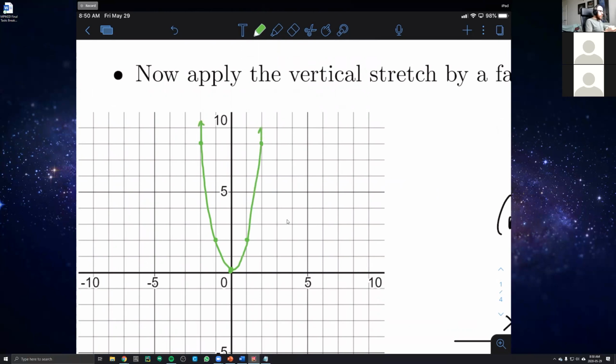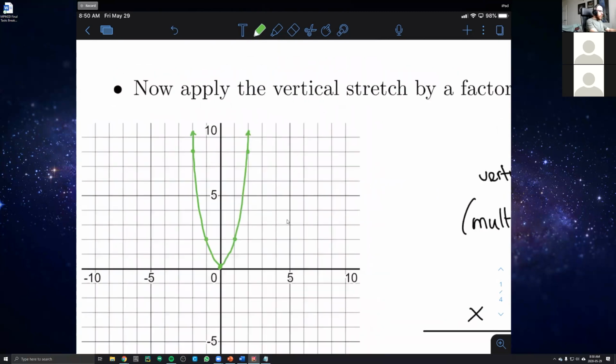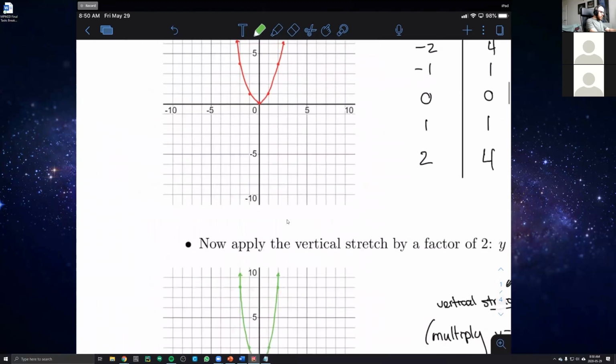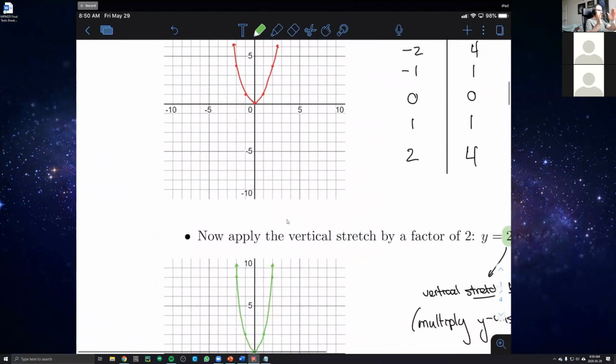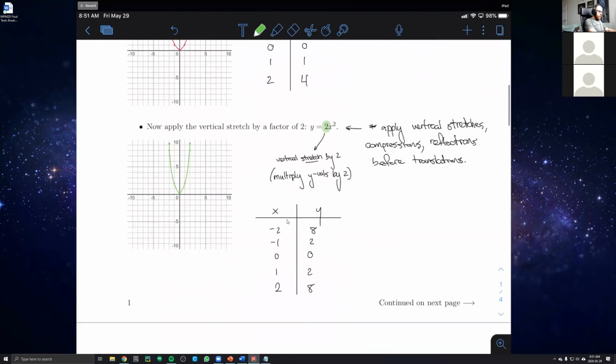Okay, not bad. A little bit wiggly there. I'll probably do it slightly better here. Okay, not bad. A little bit better. And so we can see indeed, comparing these two graphs, that the vertical stretch has caused my graph to get a little bit squished in the horizontal direction, or a little bit stretched out in the vertical direction. Okay, so far so good.